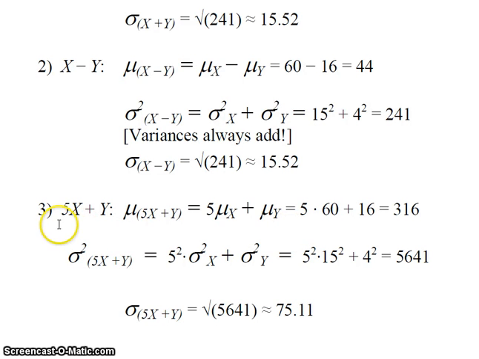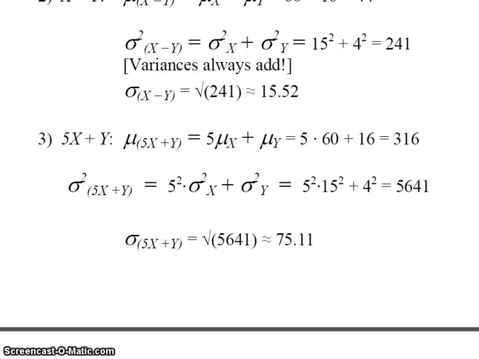If we make this complicated random variable 5x plus y, the mean of that is going to be 5 times the mean of x plus the mean of y, which would be 5 times 60 plus 16, or 316. The variance of 5x plus y is going to be 5 squared times the variance of x plus the variance of y. So 5 squared times 15 squared plus 4 squared is 5,641, and the square root of that is about 75.11 for the standard deviation.